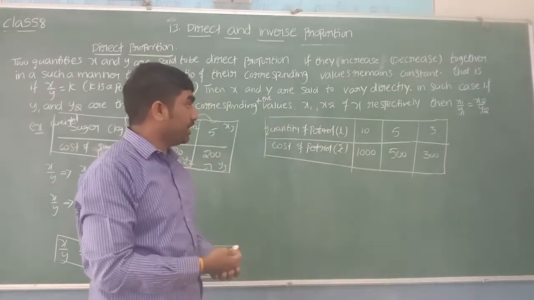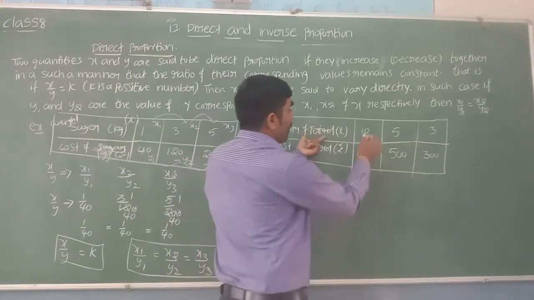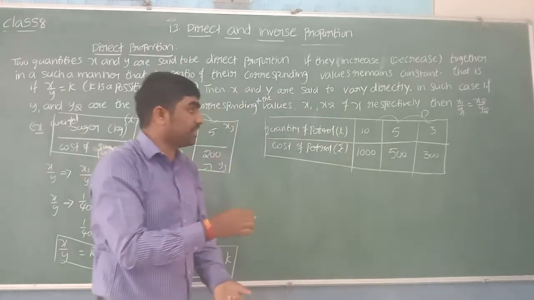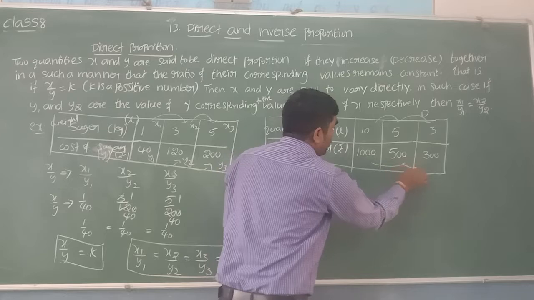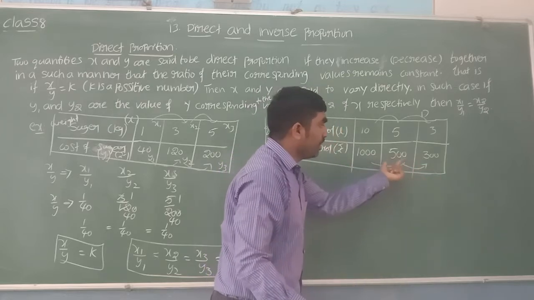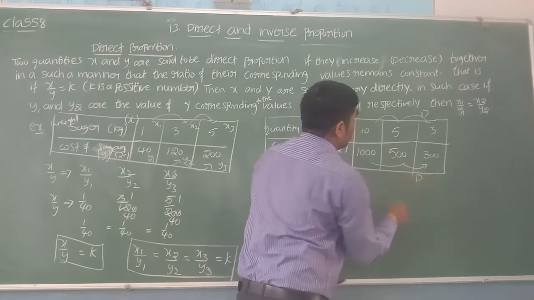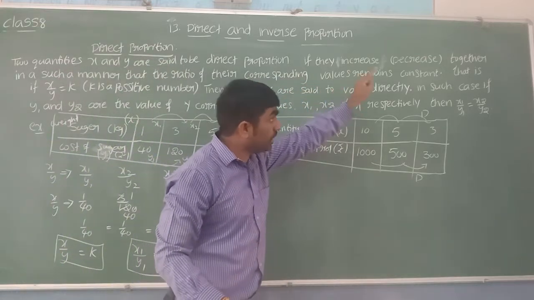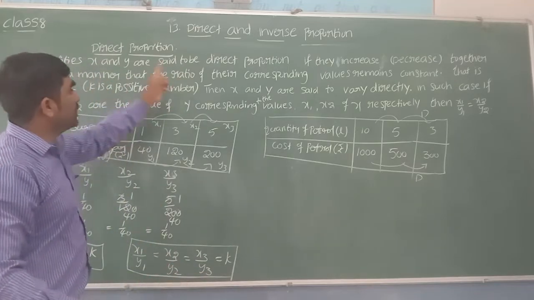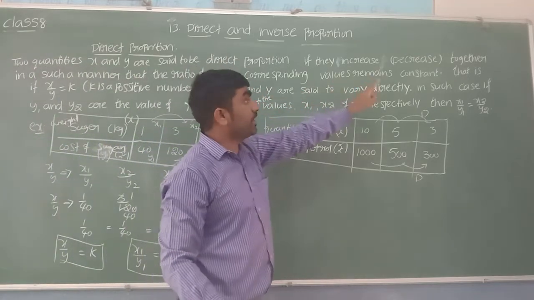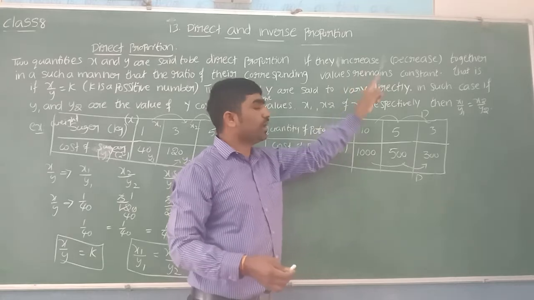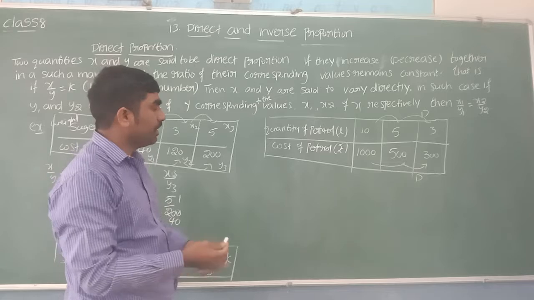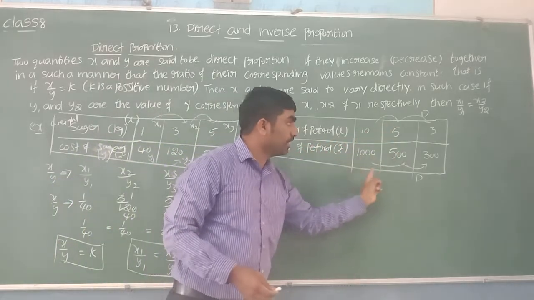And what we can observe here is that when the number of liters is decreasing, its cost is also decreasing. 1000 to 500, both are decreasing. What is happening here? Not only when increasing, if both quantities decrease together also, the ratio of their corresponding values remains the same constant. Here we can see both quantities are decreasing.